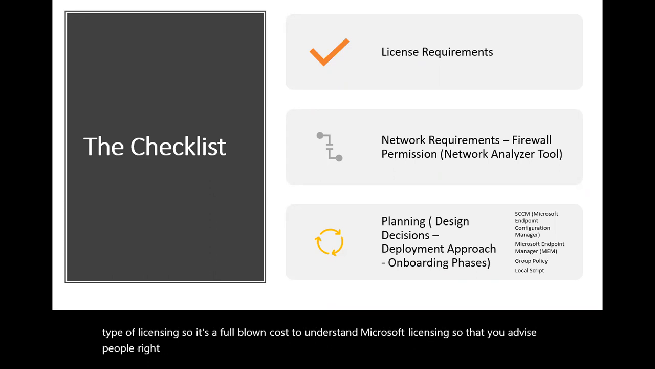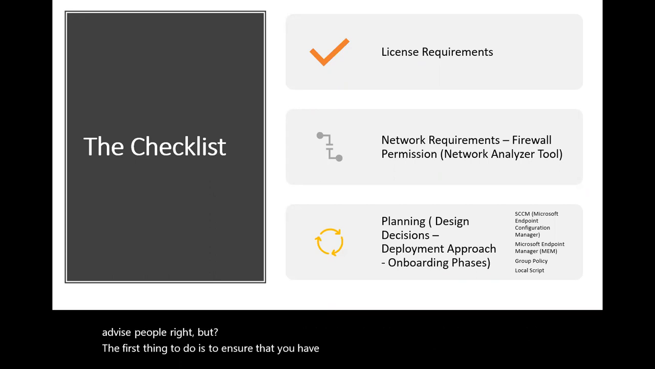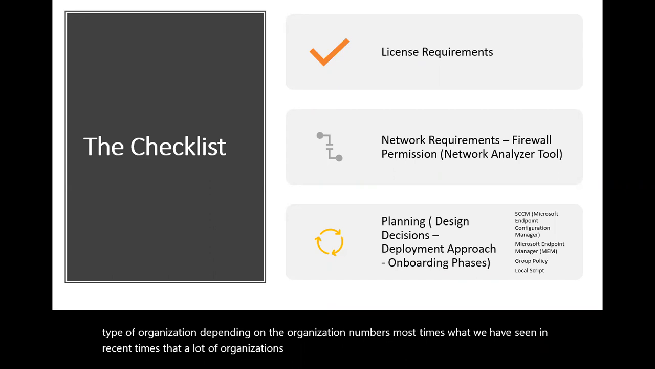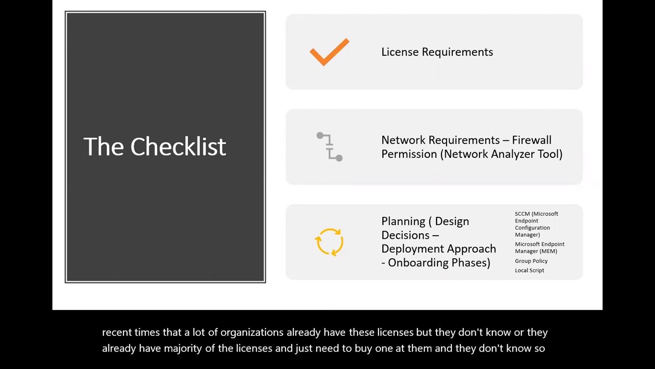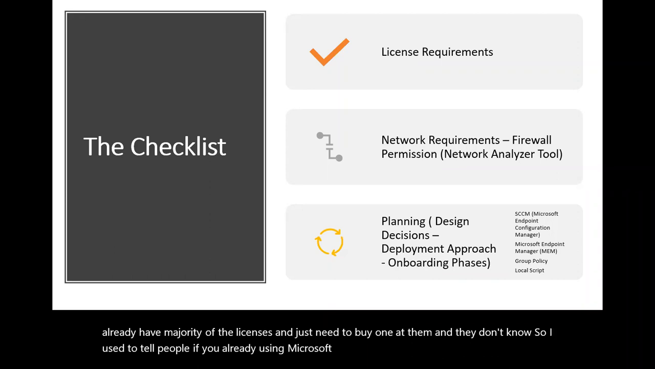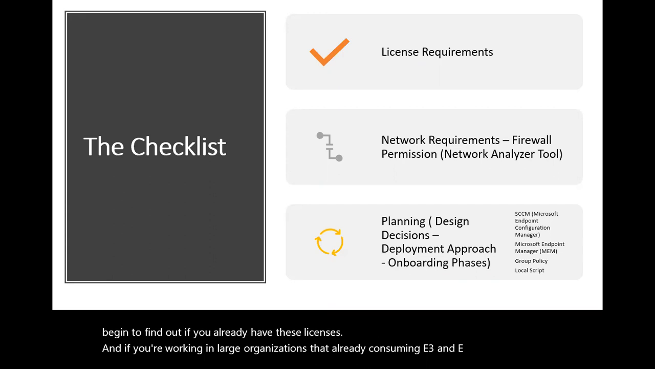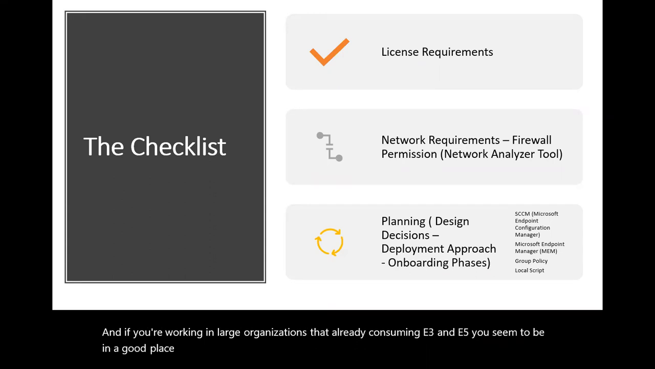But the first thing to do is to ensure that you have the right type of licensing. Depending on your type of organization and its size, what we have seen in recent times is that a lot of organizations already have these licenses but don't know, or they already have the majority of the licenses and just need to buy one add-on and don't know. So I used to tell people, if you're already using Microsoft Office, it will be good to begin to find out if you already have these licenses. And if you're working in large organizations that already have E3 and E5, you seem to be in a good place already. So that's license requirements on the checklist, and then the next thing is your network requirements.